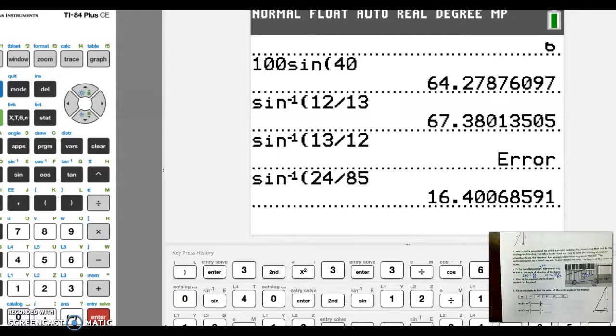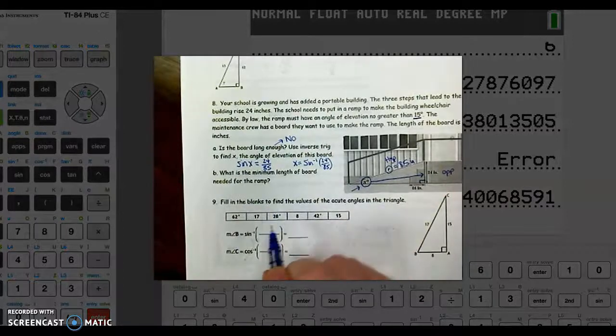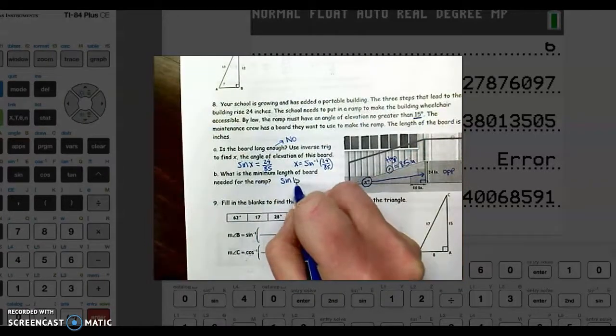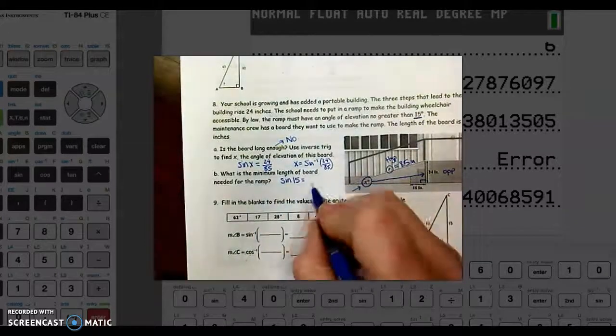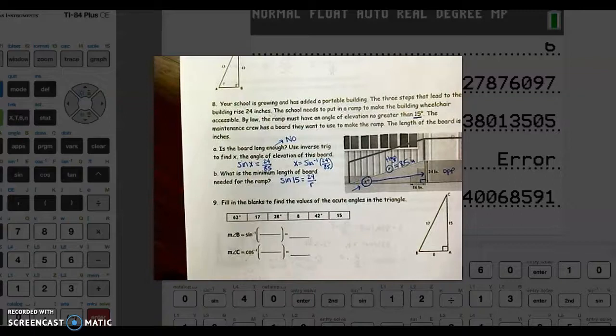So we want to know what is the minimum length of board needed for the ramp. So now we're going to be leaving R as the hypotenuse. The 24 is still my opposite, but now we're going to replace this angle with what we know it can be, which is 15 degrees. So it's going to look exactly like this equation here. It's just the information that I fill in is different. So I'm going to have sine of, instead of x, I'm going to be putting in the 15 degrees. And the 24 is still my opposite, but this time my unknown is the length of the board. We're trying to figure out, well, what does it have to be?